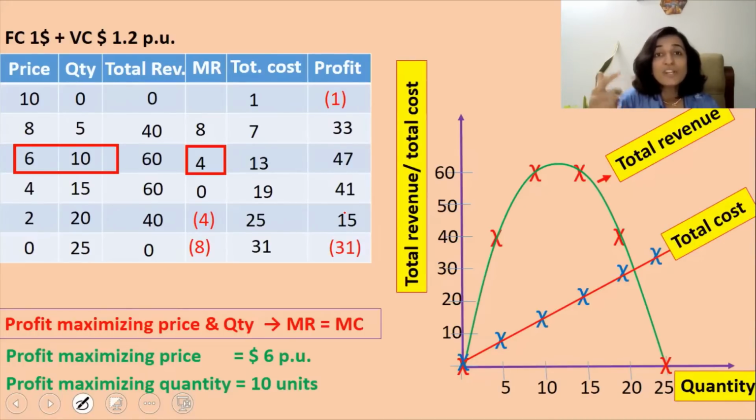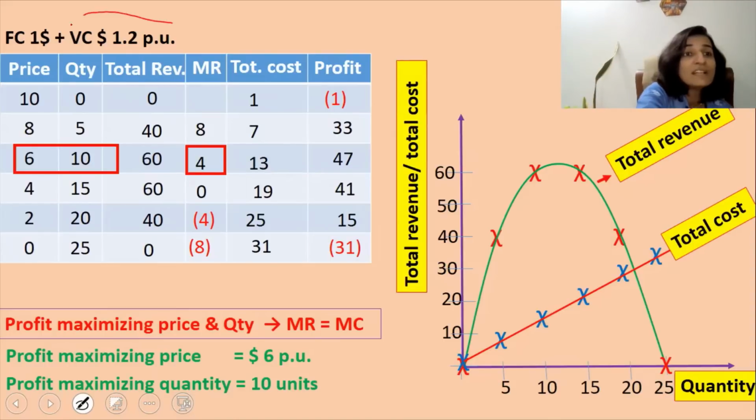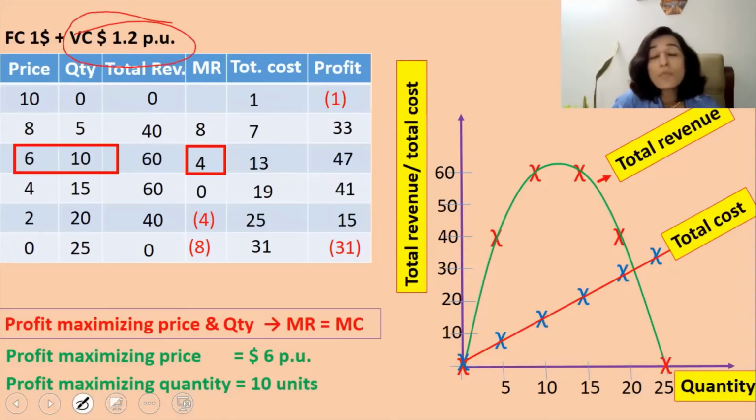Because the rate of change is constant. And what is the rate of change? The rate of change is nothing but the variable cost of $1.2 per unit. That is why you are having a straight line for the total cost curve.